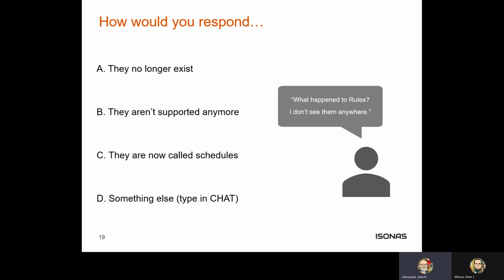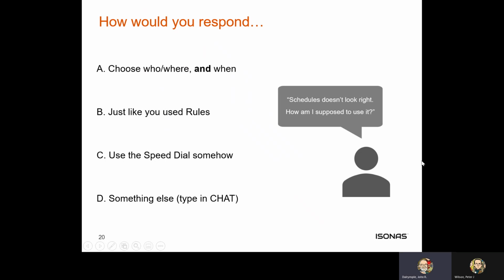Okay, good. How about, yeah, they're not just viewed by default. So if somebody goes in and says, hey, my schedule doesn't look right, how are they supposed to use it? What would you tell them? Do you choose A or B or C?